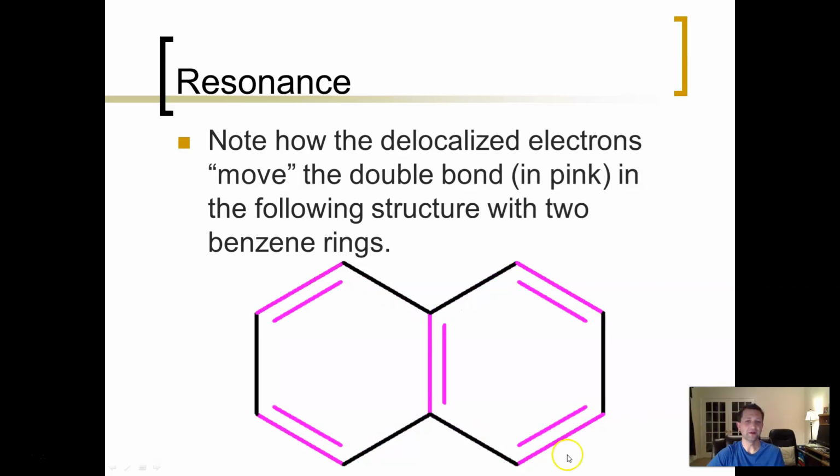Okay, so this will make you go crazy. Notice how the delocalized electrons move the double bond in pink in these 2 benzene rings. So there's 2 benzene rings connected, right?